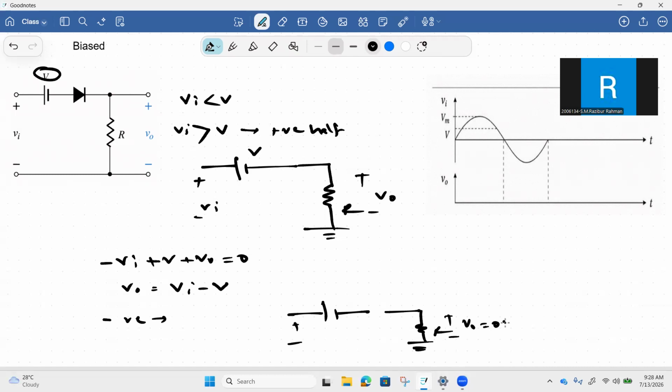The output voltage will be 0 volt here. So if we want to draw the waveform for this configuration, we need to consider the case when V input exceeds the constant DC source V. Only after that we will get an output voltage of this form, and the peak value of this will be Vm minus V.